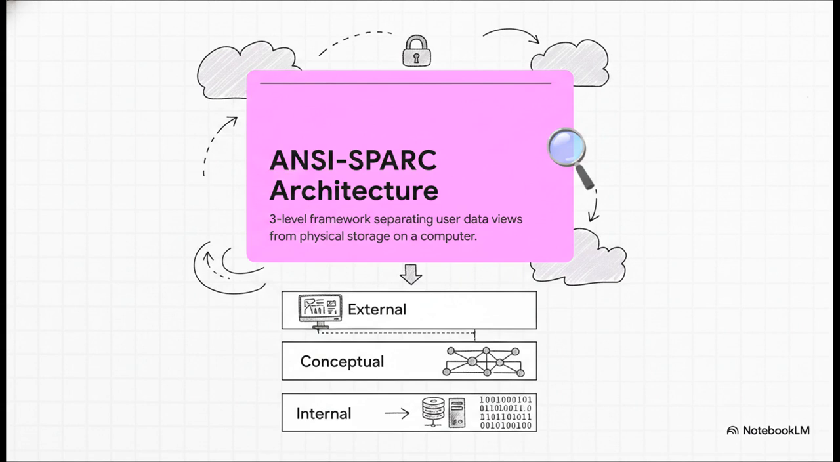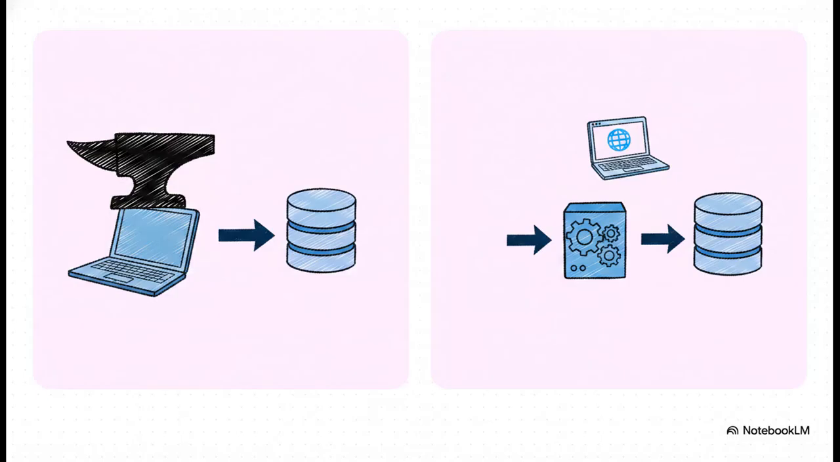It splits the database into 3 layers. The external level is just what you, the user, see right there on your screen. The conceptual level is kind of like the master logical blueprint of all the data. And the internal level? That's how the data is physically stored on the actual server. Because these layers are totally separated, an IT admin can completely swap out a server's hard drive at the internal level, and your external view remains completely uninterrupted. Pretty neat, right?